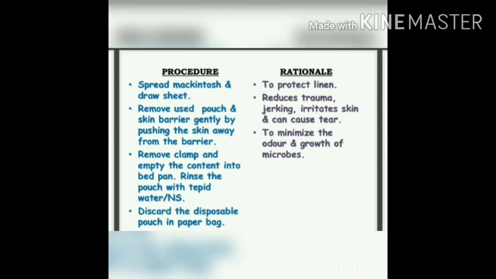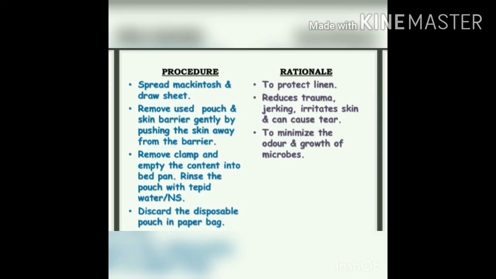Remove used pouch and skin barrier gently by pushing the skin away from the barrier. Reduces trauma, jerking, irritation of skin and can cause tear. Remove clamp and empty the content into the bedpan. Rinse the pouch with tepid water or NS to minimize the odor and the growth of microbes. Discard the disposable pouch in paper bag.